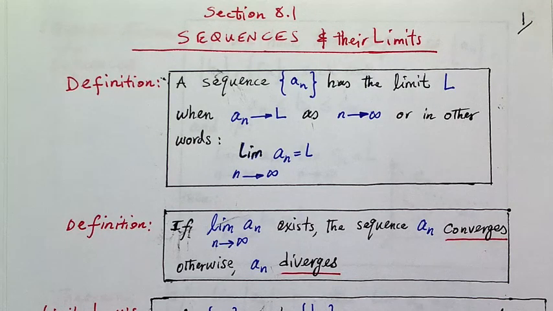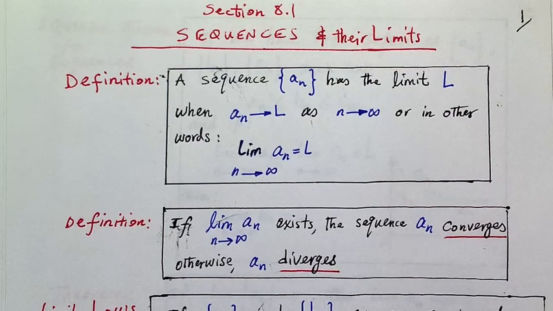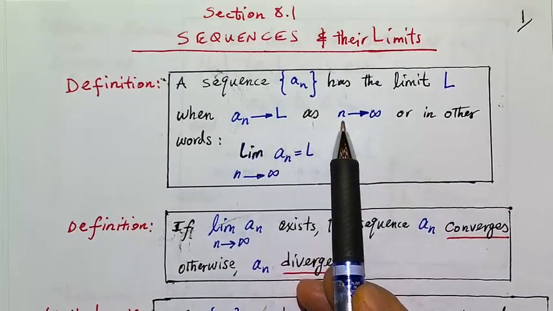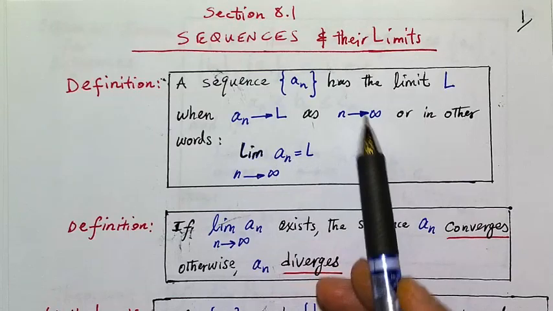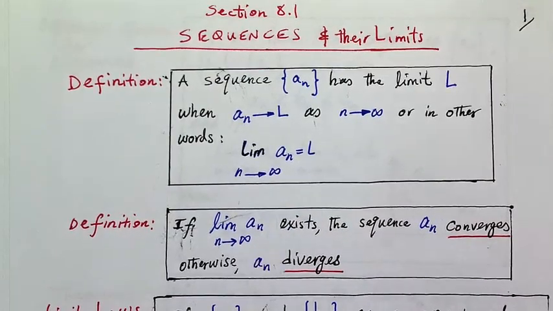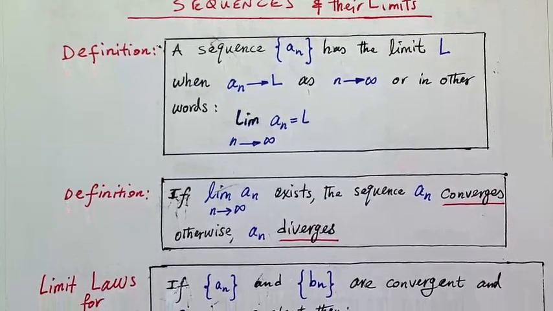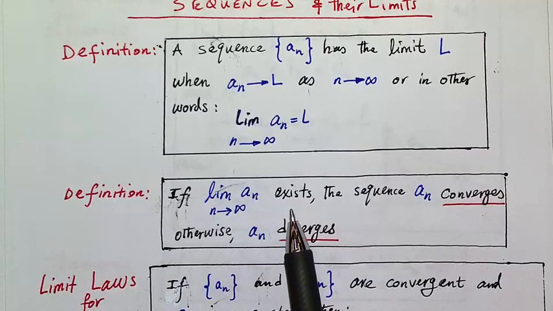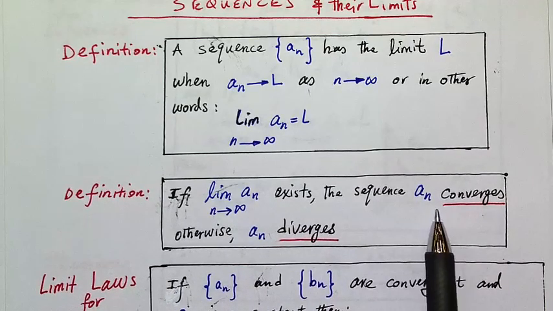So as you can see on the screen, a sequence a sub n has some limit L when the sequence approaches L as n approaches infinity. In other words, we can write the limit of the sequence in that fashion. So if this limit of a sequence exists, the sequence converges.